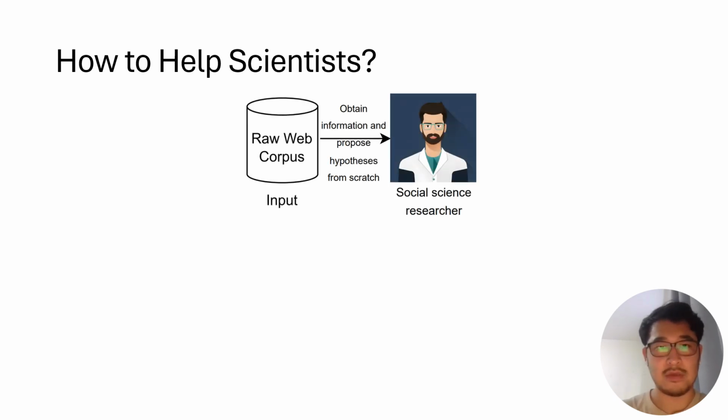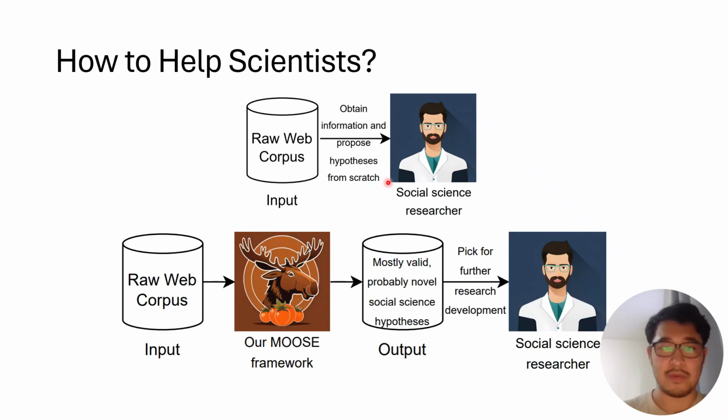So currently, what is the paradigm for social science researchers to conduct research? Basically, they read from the raw web corpus, which contains the news and the previous literature, and they obtain information and propose hypotheses from scratch. And we propose a new paradigm here, which is that our LLM-based framework will help to look into the raw web corpus instead, to save their time.